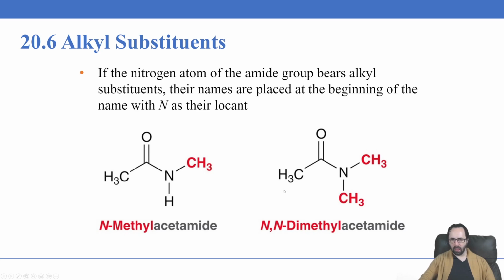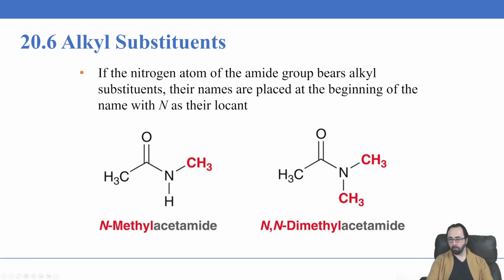Now, one thing that can happen when you have an amide is there might not be a nitrogen attached to only hydrogen atoms. Sometimes you might have other groups attached, like here we have a methyl group attached. So what we do here is we name it first as if it were a hydrogen, with acetamide, but then we add something to the beginning, and we say N, meaning that this methyl group is attached to the nitrogen, and then we say N-methylacetamide.